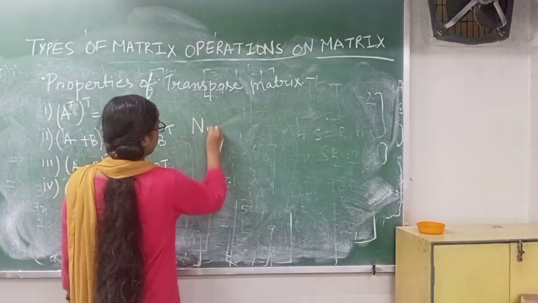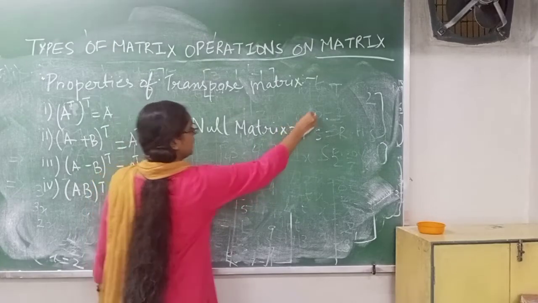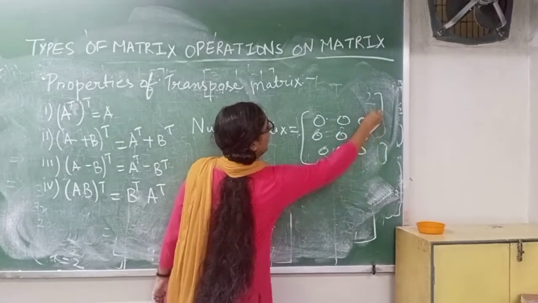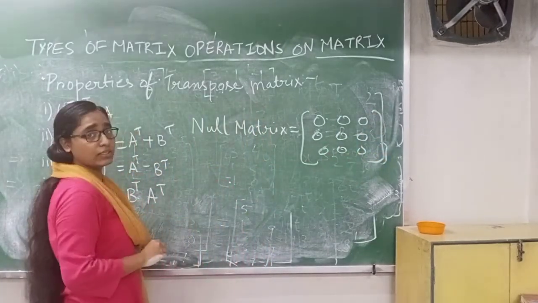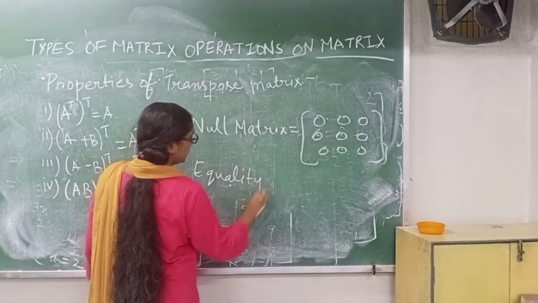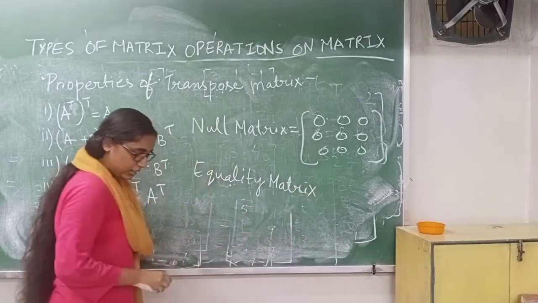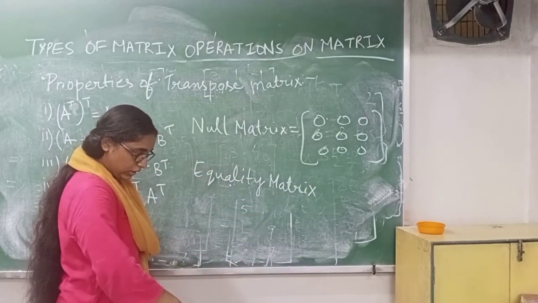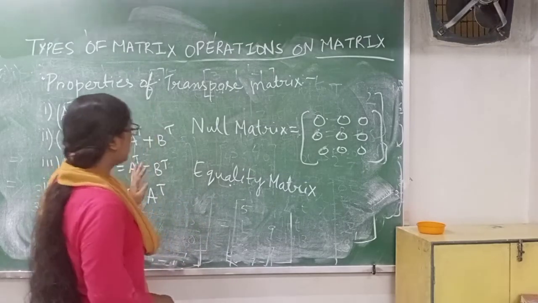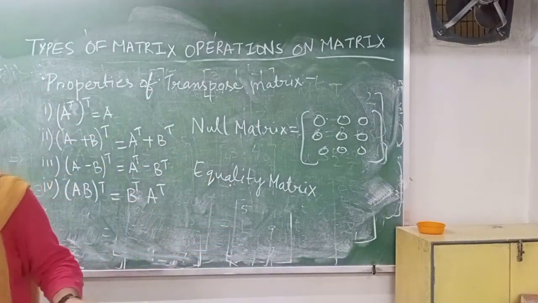Now I am telling you 2 or more things. What is a null matrix? Null matrices are those matrices in which all elements are 0, meaning 0 0 0, 0 0 0, 0 0 0. That is known as a null matrix. Equality matrices are those matrices in which all elements are equal. Okay, so this is up to here. In the next one I am going to do multiplication on matrices. Copy this one.